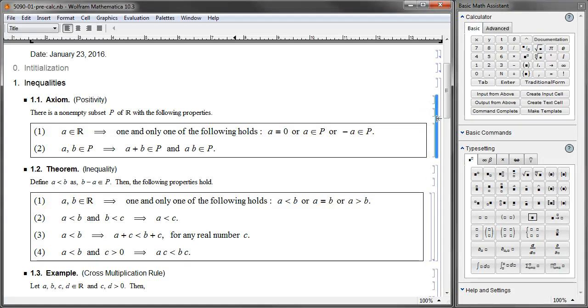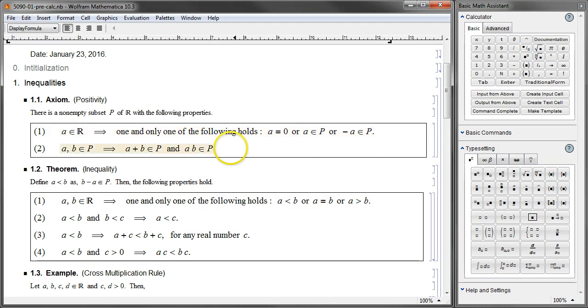There exists a certain non-empty subset P of the set of all real numbers R with the following properties. Number 1, trichotomy. For any real number A, one and only one of the following holds: A is 0, or A belongs to P, or negative A belongs to P. Here, negative A means the additive inverse of A. In short, A is 0, or A is positive, or A is negative.